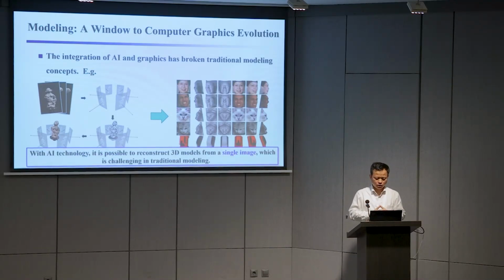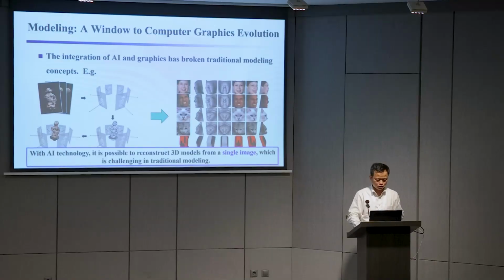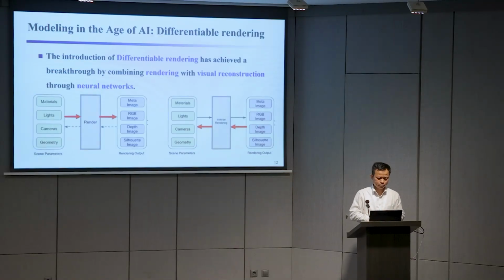So with AI technology, it's possible to reconstruct a 3D model from a single image, because with a 3D data set we can train a model, and then reconstruct from a single image, which is impossible in the traditional idea, because its information is not sufficient.